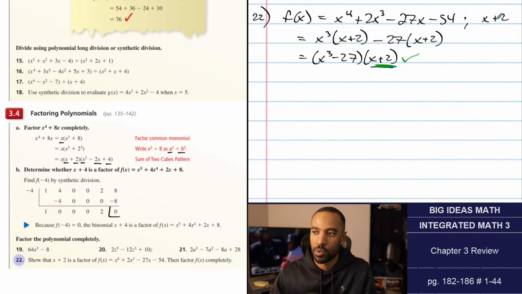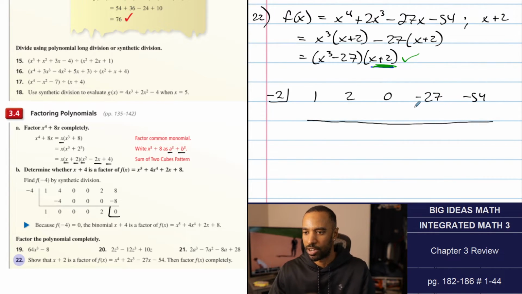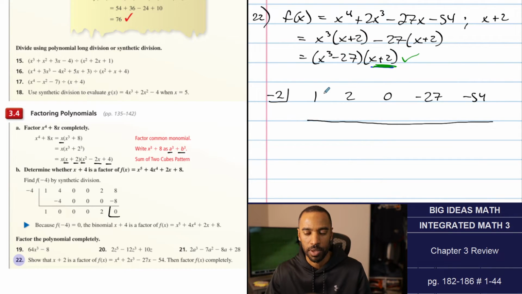What they're asking you to show is x plus 2 is a factor by using synthetic division. Negative 2 is the root. We got 1x to the fourth, 2x cubed, 0x squared, negative 27x, and negative 54. Once we get the zero remainder, that is the show. When they ask you to factor completely, they want you to keep going on the factorization. That includes what we have here.